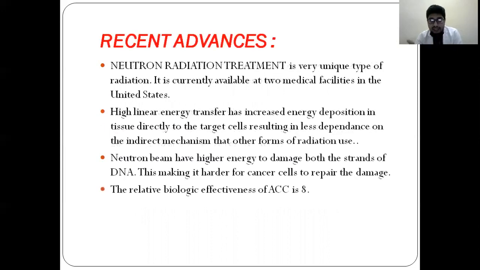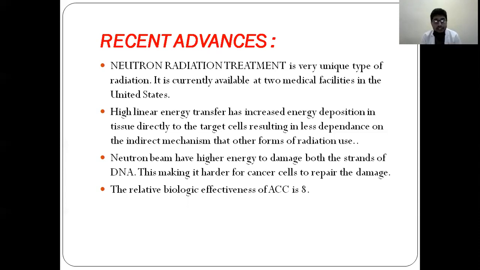Coming to the recent advances in radiation therapy for adenoid cystic carcinoma, neutron radiation treatment is a very unique type of radiation. It is currently available at two medical facilities in the United States. Here they are using high linear energy neutron beams, having the capacity to damage both strands of DNA. This makes it harder for the cancer cells to repair the damage.